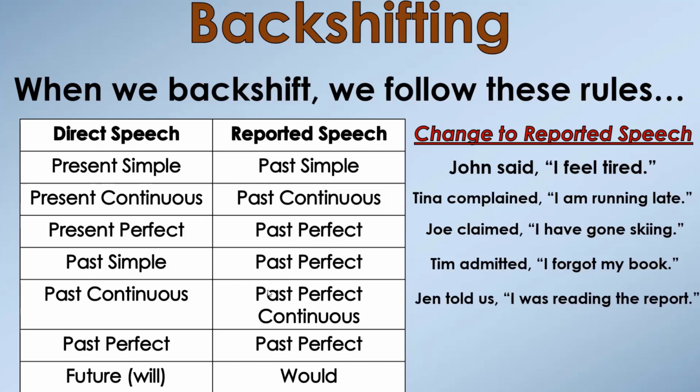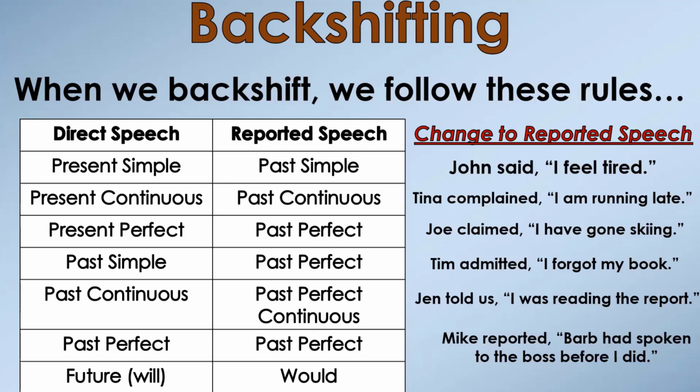For the past continuous, we change to the past perfect continuous. Instead of Jen told us, "I was reading the report," we would say Jen told us she had been reading the report. The past perfect does not change. Mike reported, "Barb had spoken to the boss before I did." We would change this to Mike reported that Barb had spoken to the boss before he had. We've got the past tense there, so we need to change the past tense to the past perfect.